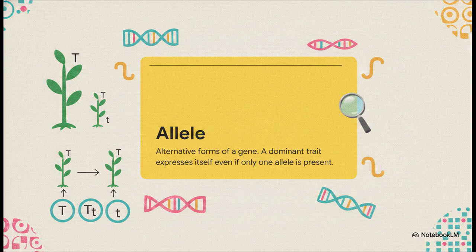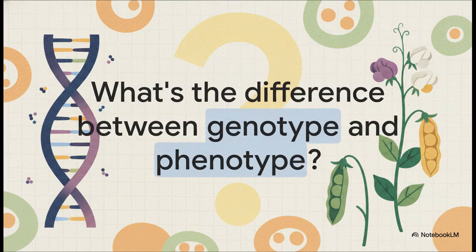Now, a dominant trait is one that completely expresses itself even if there's only one dominant allele present. So because tall is dominant over dwarf, a plant with two tall alleles, or even a plant with one tall and one dwarf allele, well, they're both going to grow up to be entirely tall plants. The dominant trait just takes over. Which brings us perfectly to our next challenge. And honestly, these two terms are so easy to mix up.